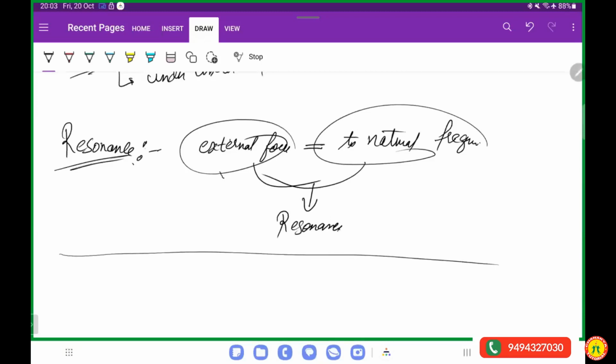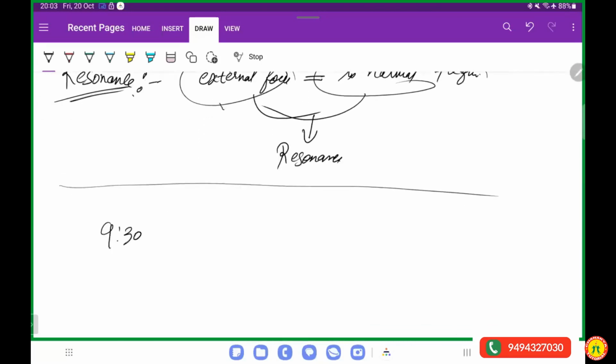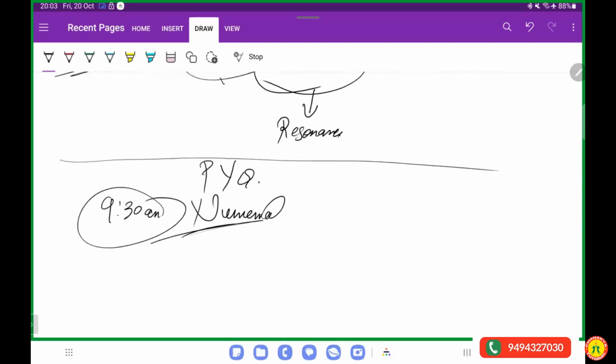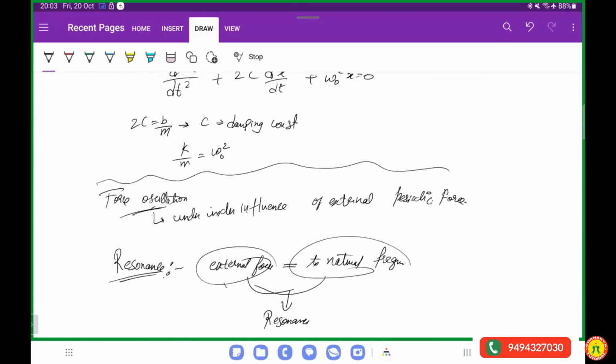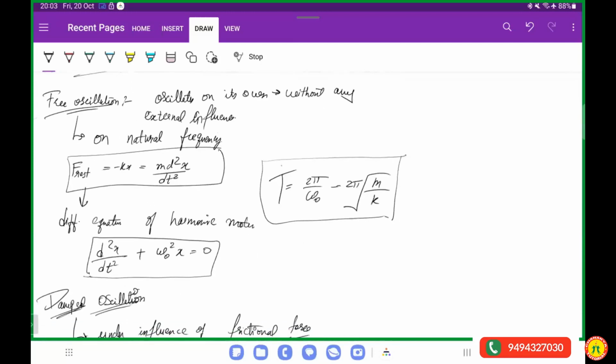Okay, then let's see tomorrow, 9:30 a.m. We'll do all numericals, PYQs. Sir, could you show free oscillation? Free oscillation, okay. Yeah.